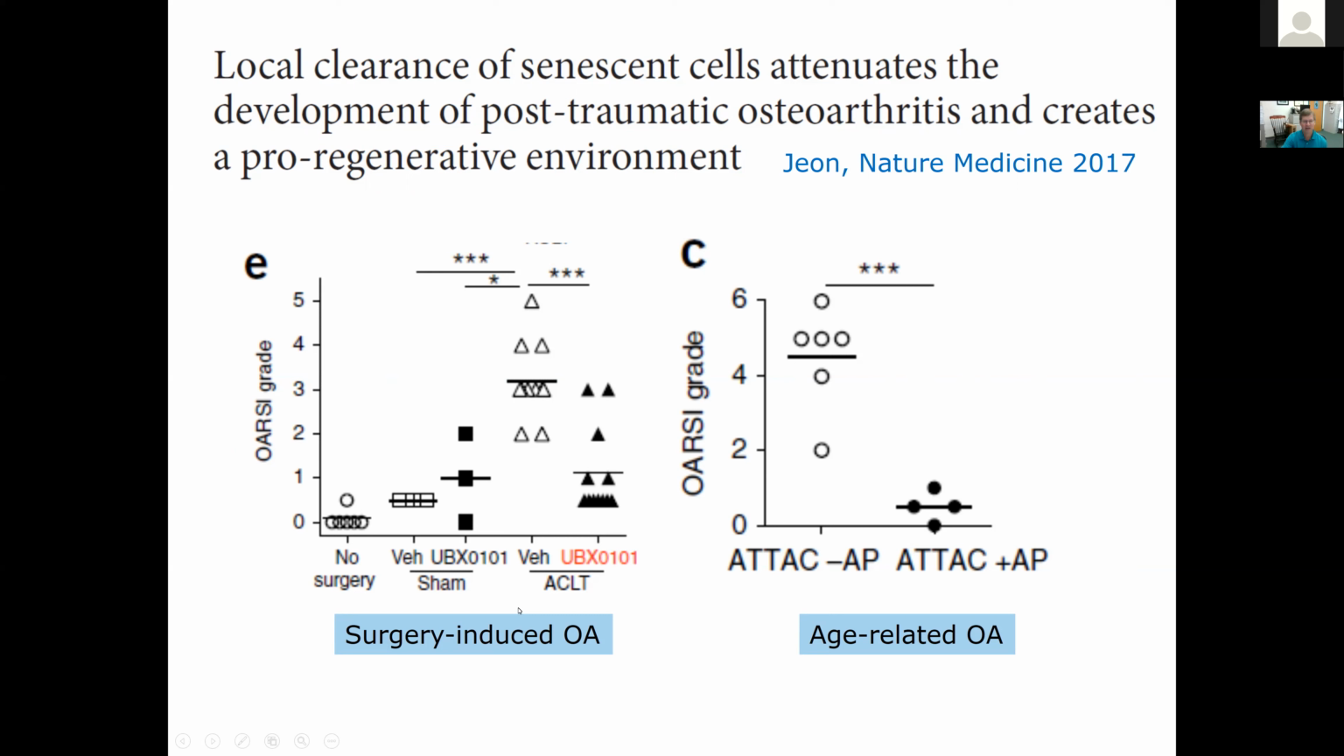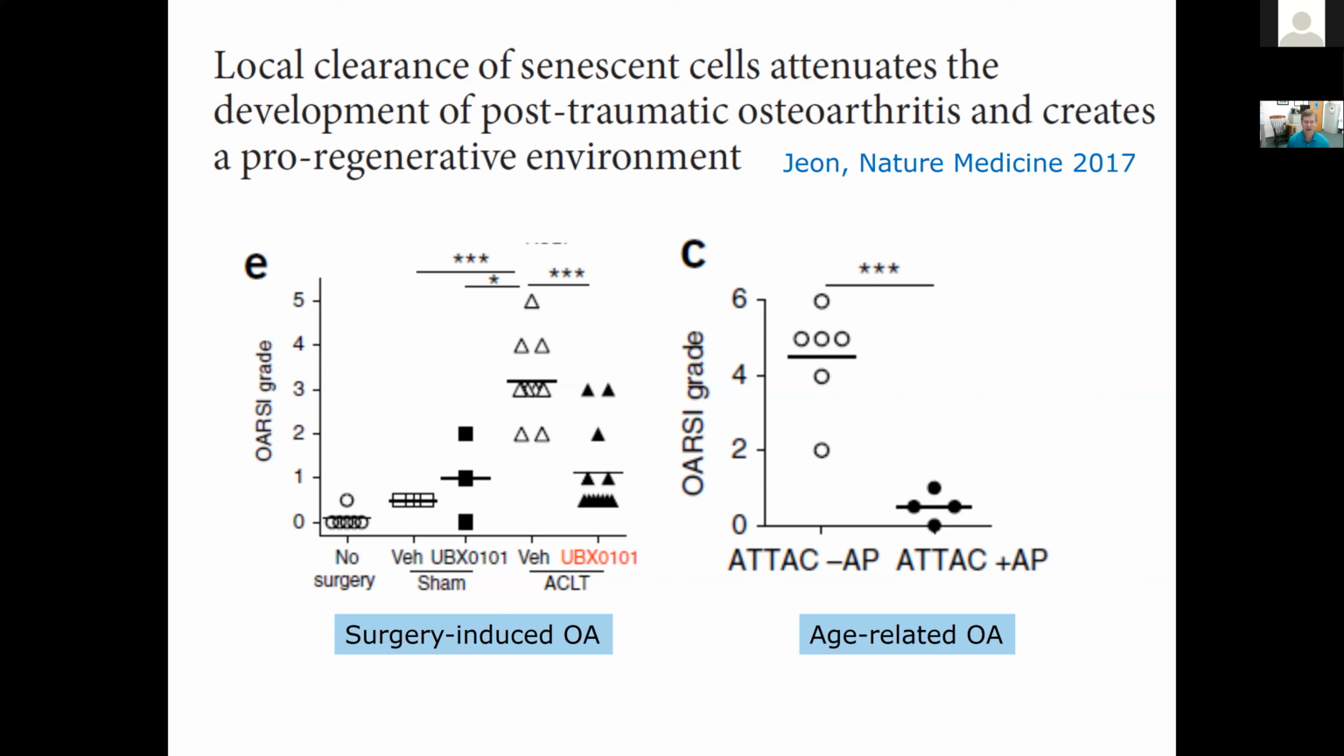And these mice had surgery and ACL transection to induce OA. Basically, if you look at the surgical group here, you can see the control group compared to the senolytic treated group with this compound. There's a significant reduction in cartilage damage. And then they also looked at age-related OA using a different technique to kill senescent cells, which is shown over here. And again, a small number of mice, but there is a reduction in age-related OA. So at least in this case, senescent cells seem to be playing a role in both surgery-induced OA and age-related OA. So in contrast to the MIF study.